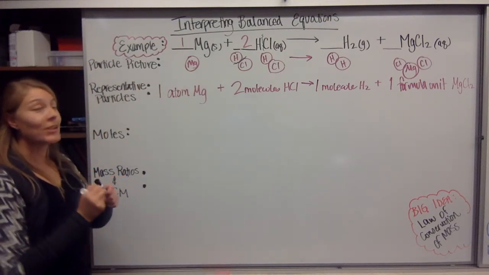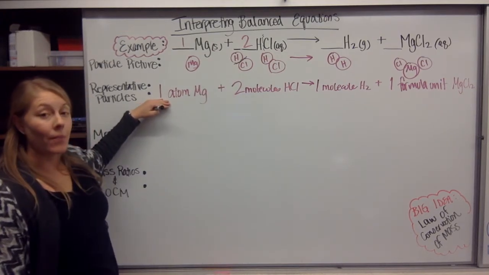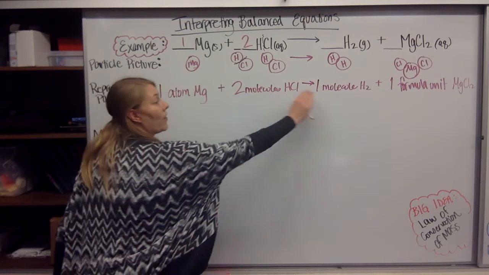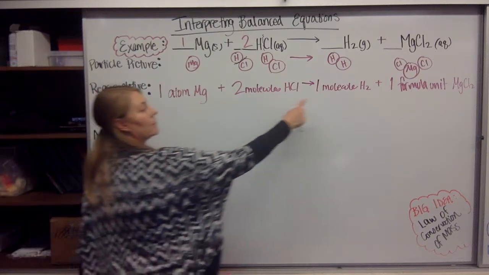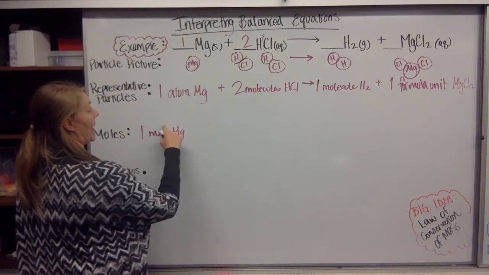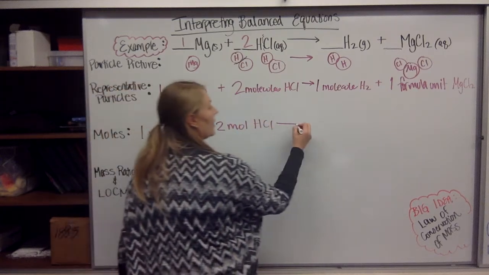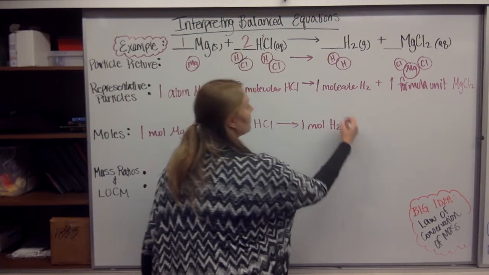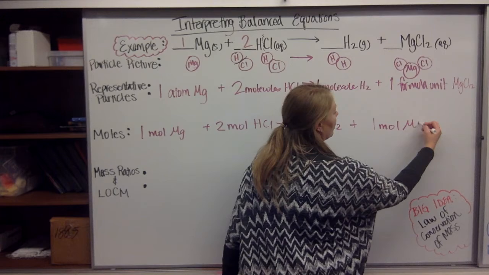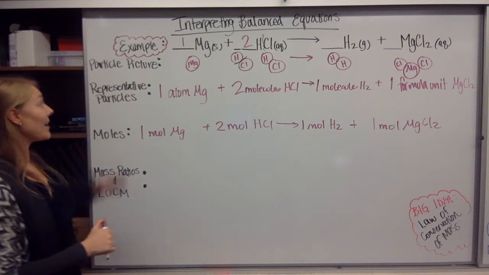Well, the great thing about coefficients, again, is that they not only tell us how many little pictures to draw, they also tell us the representative particles. They also tell us the number of moles. So that's easy. The only thing here is I'm going to change the representative particle on each one to mole. So I have 1 mole of magnesium, atom to mole, plus 2 moles of HCl, molecule to mole, plus 1 mole of H2, molecule changes to mole, plus 1 mole of MgCl2, formula unit changes to mole. Great.